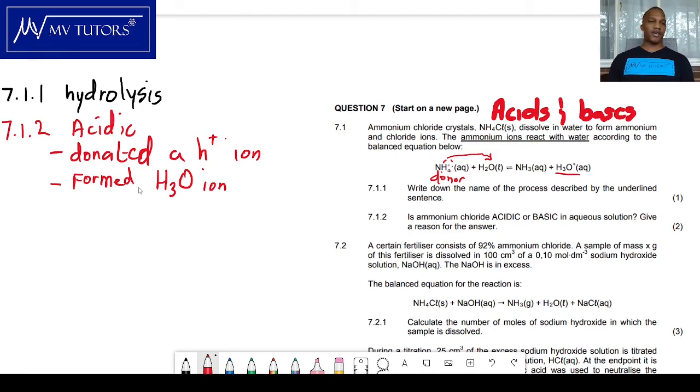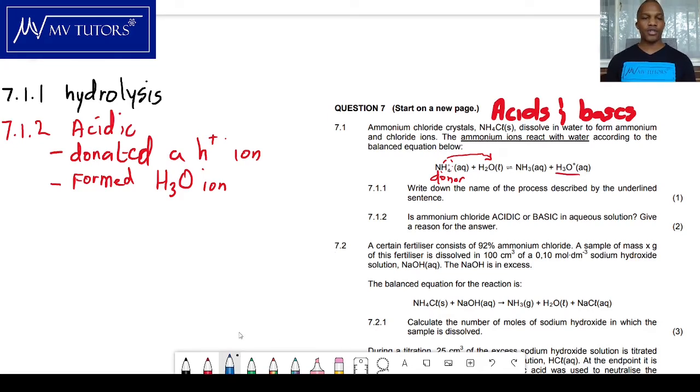This one is Arrhenius. I mean, a proton donor is Brønsted-Lowry. Arrhenius is the other one. It forms an H3O ion during hydrolysis. Okay, let's move on.